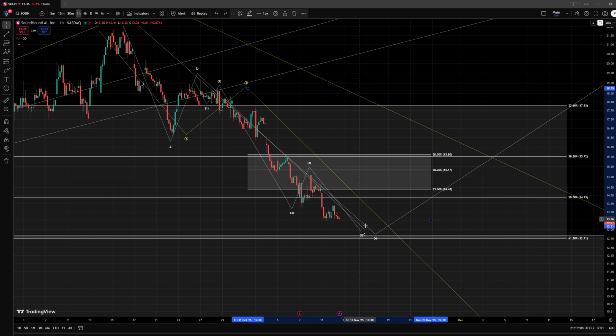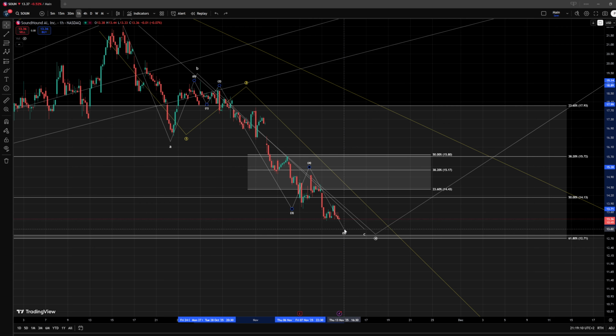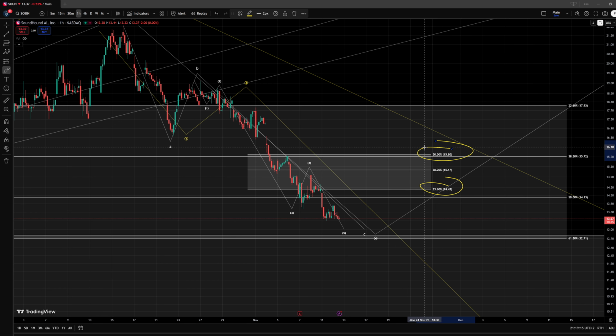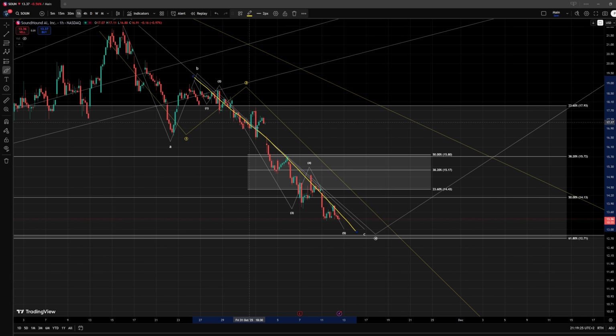But with the current lows that we have, I would be watching out at the levels between that $14.4 all the way up to the $15.8 level. And if we manage to break above the 50% retracement in this case, this wave C to the downside is likely done.